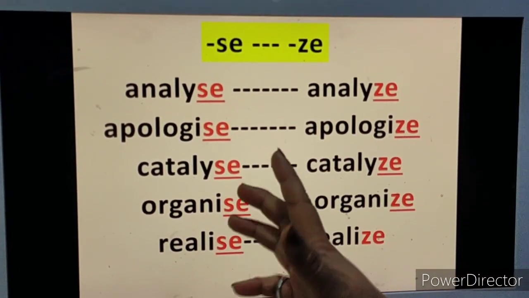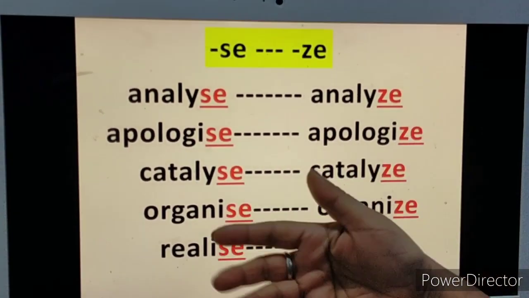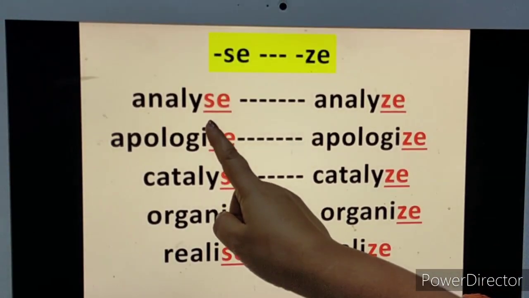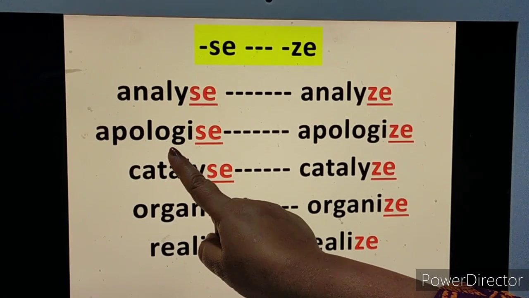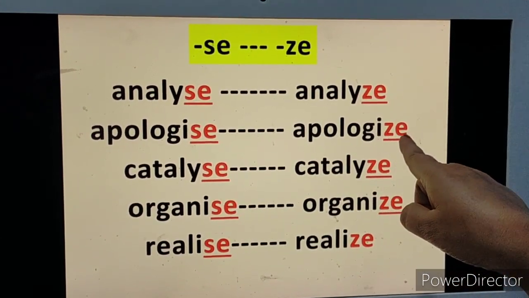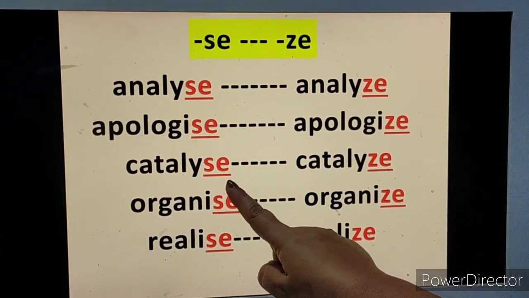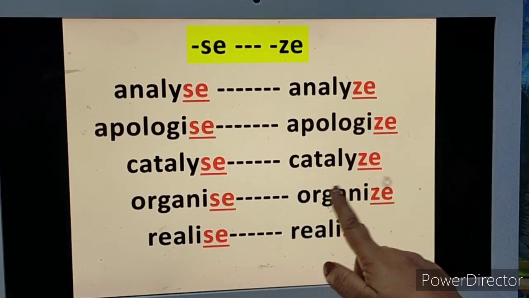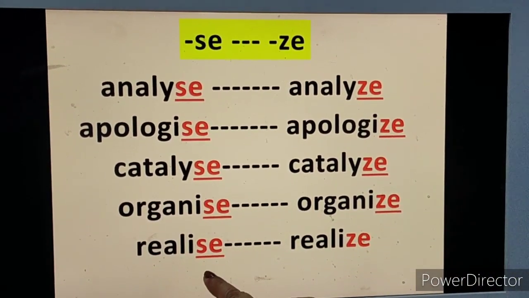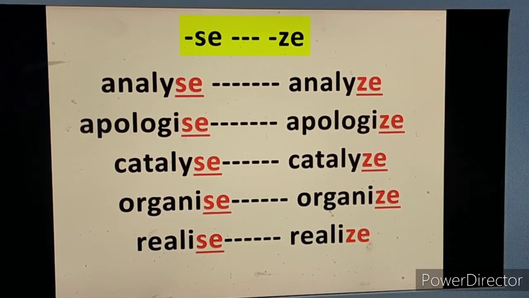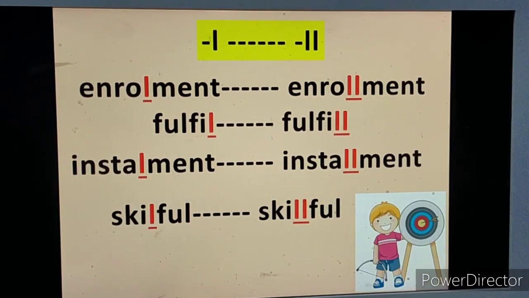It's analyzer, but the pronunciation is almost similar. But when you write it down, SC becomes ZE in American, SC in British. Apologize, apologize. Catalyze, SC, catalyze, ZE. Organize, SC, organize, ZE. Realize, and it becomes ZE for the British.